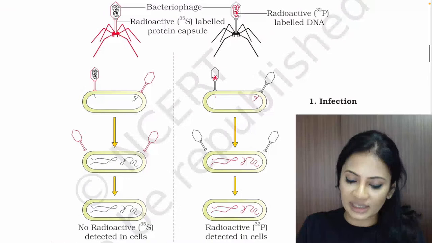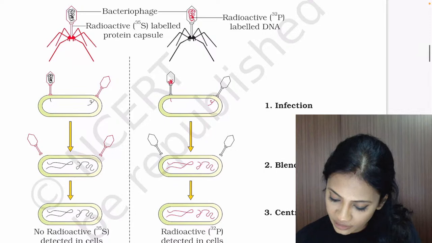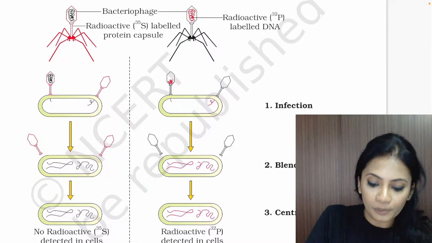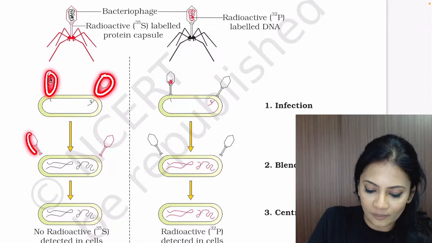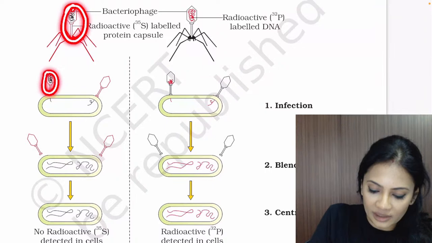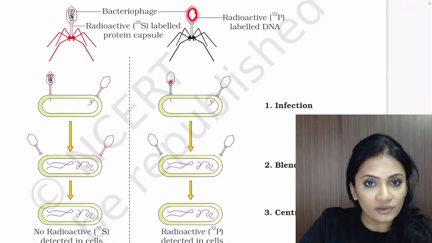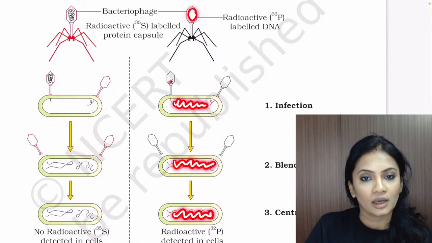So you have your two bacteriophages over here. In this one, the protein coat is radioactive. And over here, DNA is radioactive. When the protein coat is radioactive, the radioactivity stays outside. But when DNA is radioactive, the radioactivity enters into the cell.